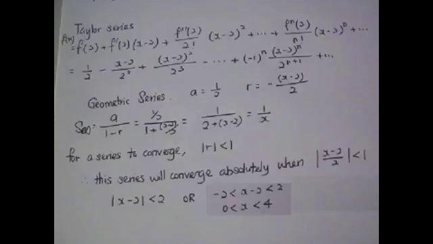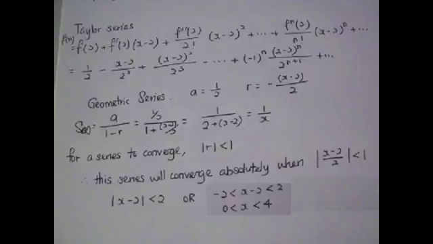Okay, now let us look at the Taylor series. Our f(x) will equal f(2) plus f'(2)(x minus 2) plus f''(2) over 2 factorial (x minus 2) squared, and so on, plus f^(n)(2) over n factorial (x minus 2) to the power of n, and so forth. Let us substitute the values we got just now into this equation.